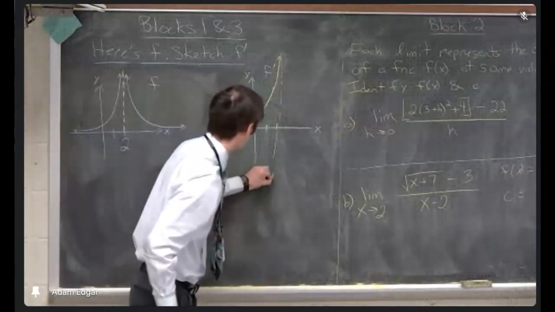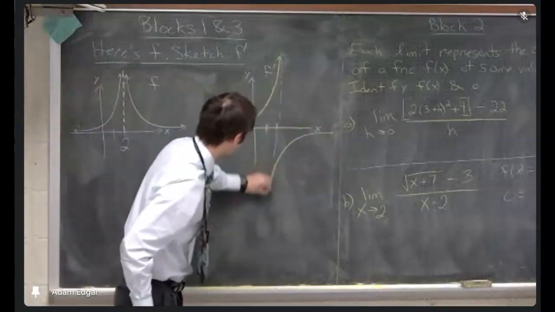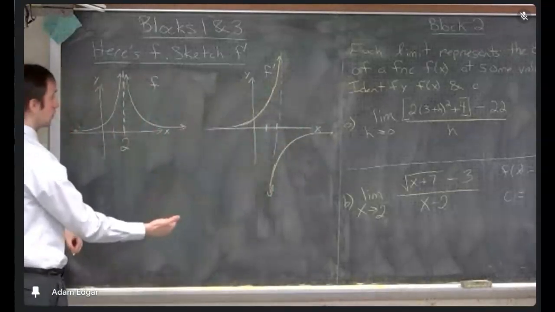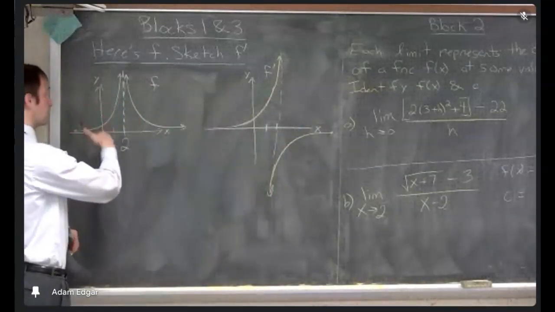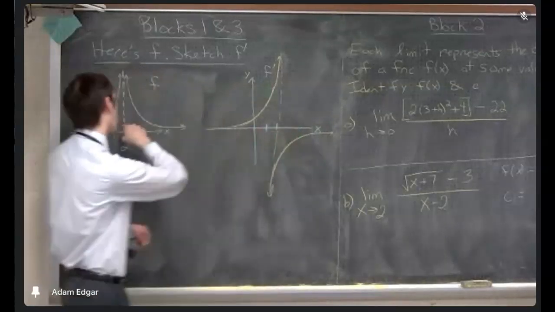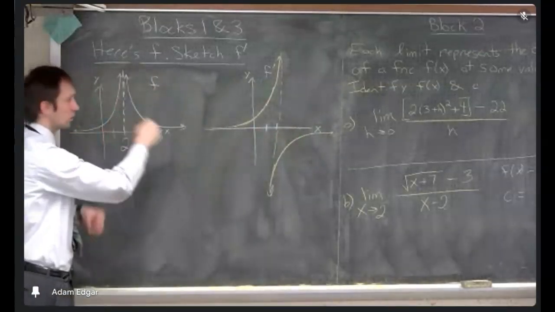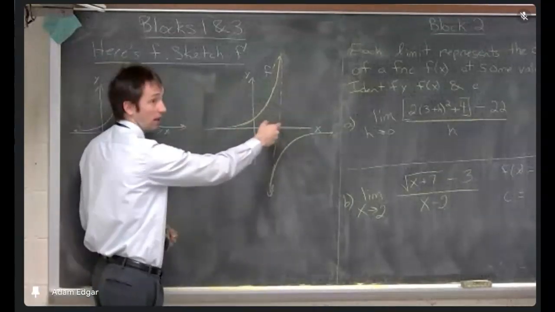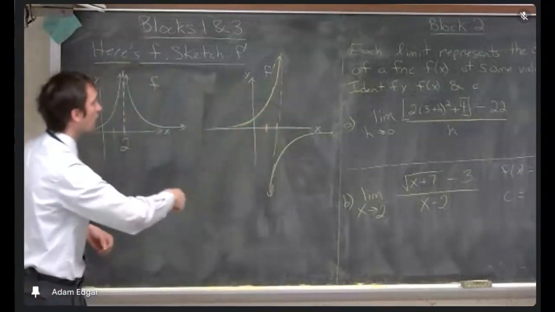So that's one of these things. And then right at x equals 2, this curve is not differentiable because it's not continuous, and so you have a discontinuity. Whenever you have a vertical asymptote on f, you will also have a vertical asymptote on f prime. Any questions with that?